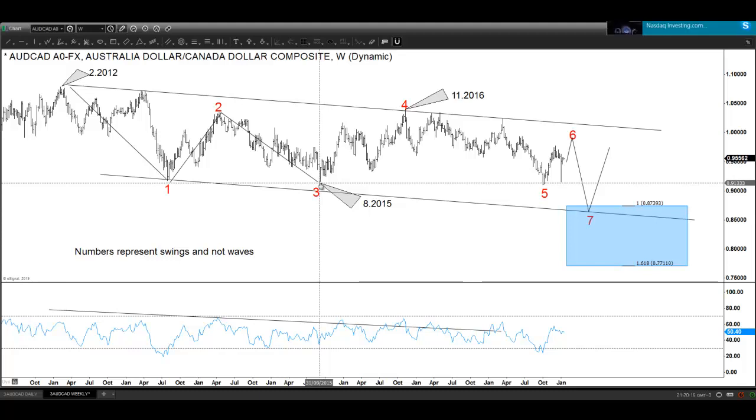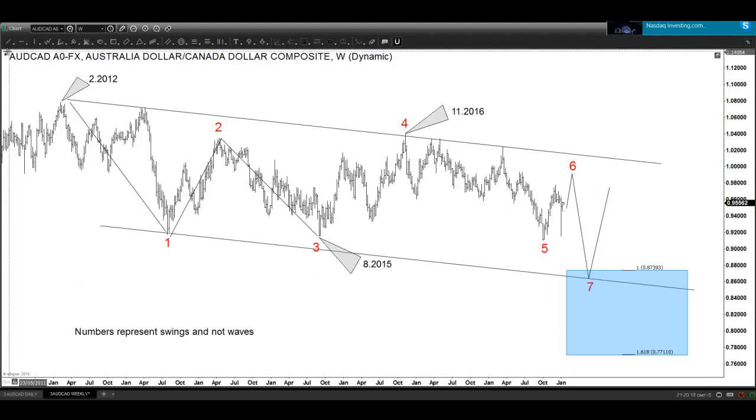Which makes it five swings down from this peak. One, two, three, four, five, as you can see. As this is a corrective sequence, the corrective sequence runs in 3, 7, 11, 15, and so on, and an impulsive sequence runs in 5, 9, 13, 17, and so on. This is a corrective decline because this is overlapping.